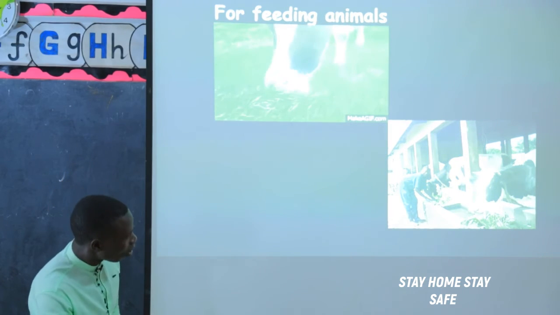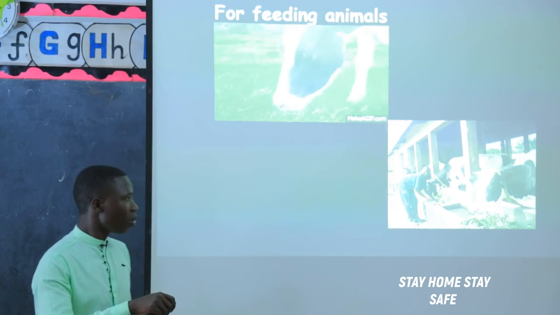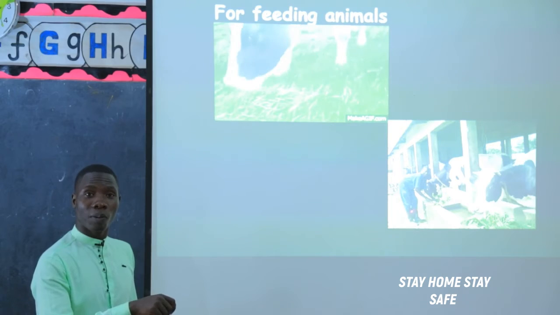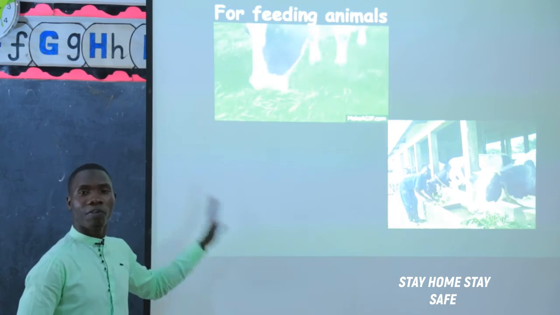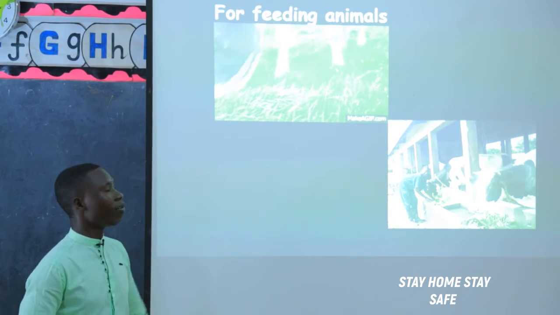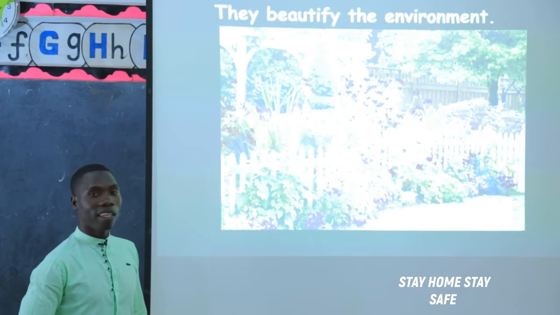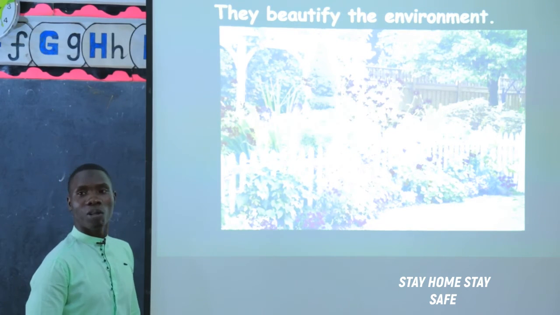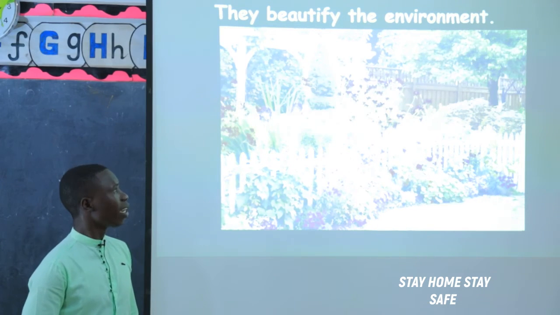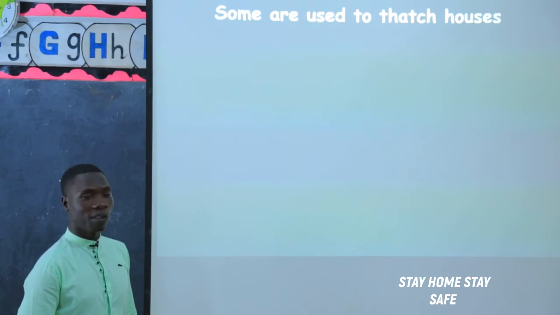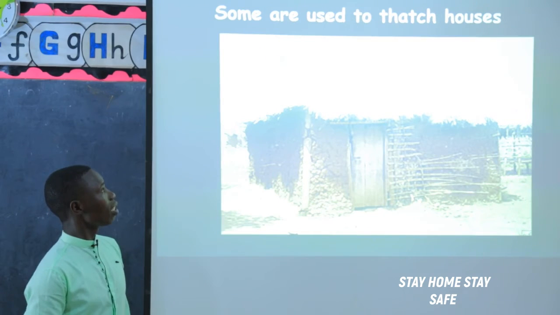You can also see my friend here. He has brought some animal feeds here, and they are right from the grasslands. So they are used for feeding animals, as you have seen. You can now continue. You can see these grasslands also beautify the environment. They make it so attractive, okay? They make it so beautiful. Then we also have, some are used to thatch houses.